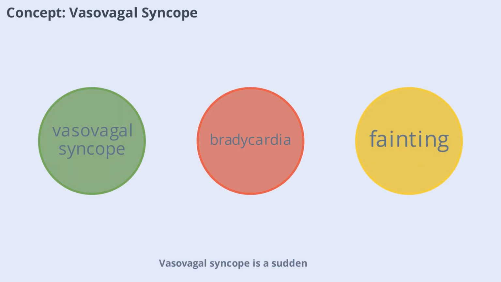Vasovagal syncope is a sudden, transient loss of consciousness due to a temporary reduction in blood flow to the brain. It's commonly triggered by anxiety, pain, or fear in dental settings. The underlying mechanism involves vagus-mediated reflex bradycardia and peripheral vasodilatation. Recognizing the signs, dizziness, pallor, nausea, sweating, and fainting, is essential for prompt intervention. Management includes positioning, airway assessment, and oxygen administration.